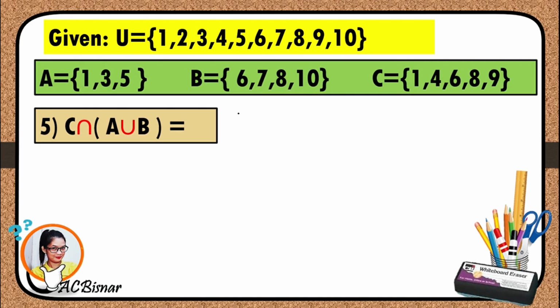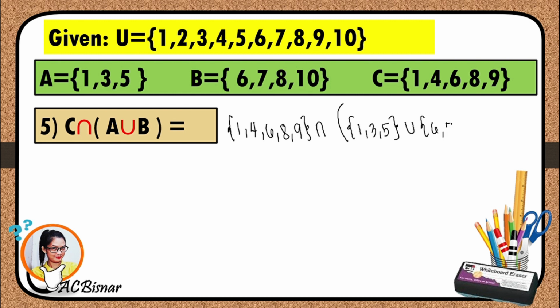Now, what are you going to do if there are 2 operations? Let's list first the elements. So, in C, we have 1, 4, 6, 8, and 9. Then, the symbol for the intersection. Then, we have the parentheses. What are the elements in A? We have 1, 3, and 5. And then we need to find its union with the elements in B, which are 6, 7, 8, and 10. Just like in PEMDAS, let's start first with what's inside the parentheses. So we're going to combine the elements in here because we need to find the union.